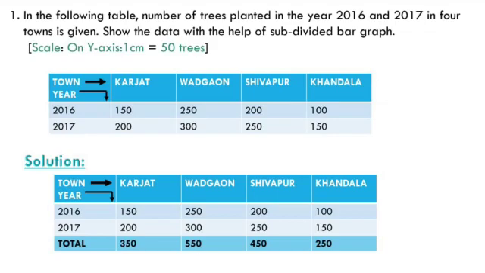So again, here you are going to first find out the total trees planted in the 2 years. In Karjat, the total trees that were planted was 350. In Vadgaon, the total trees planted was 550. In Shivapur, the trees planted were 450. And in Khandala, the trees planted were 250.